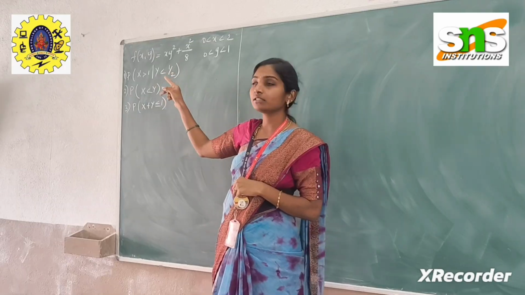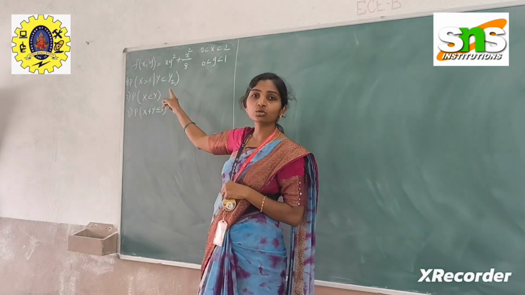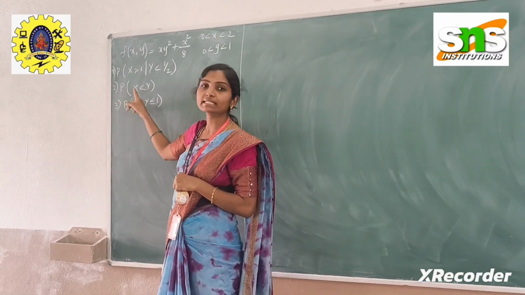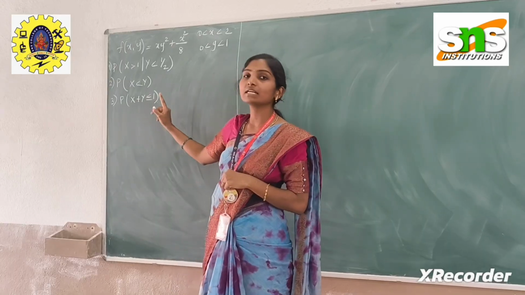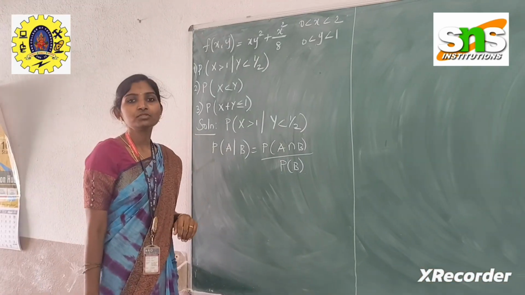You are asked to find the probability of x greater than 1 given y less than 1 by 2, which deals with the conditional probability. The second question is probability of x less than 1. And the third question is probability of x plus y less than or equal to 1. Now we start with the solution of the problem.